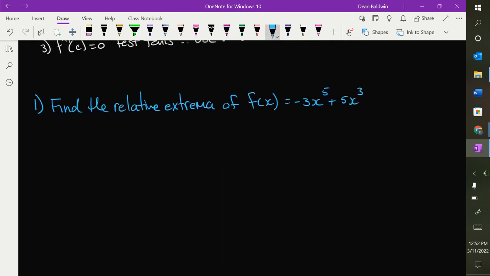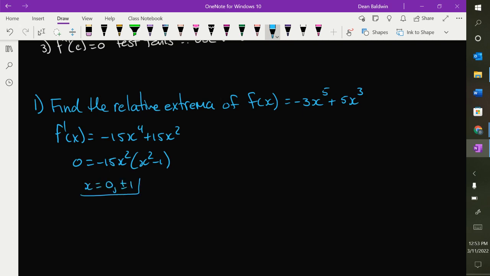So, here's a question. Find the relative extrema of f of x is equal to negative 3x to the fifth plus 5x cubed, i.e. find the maxes and mins. So we take the first derivative and we get negative 15x to the 4 plus 15x squared. I set it equal to 0. So I factor out a negative 15x squared. I'm going to get critical numbers of 0 and plus minus 1. Those are your crits.